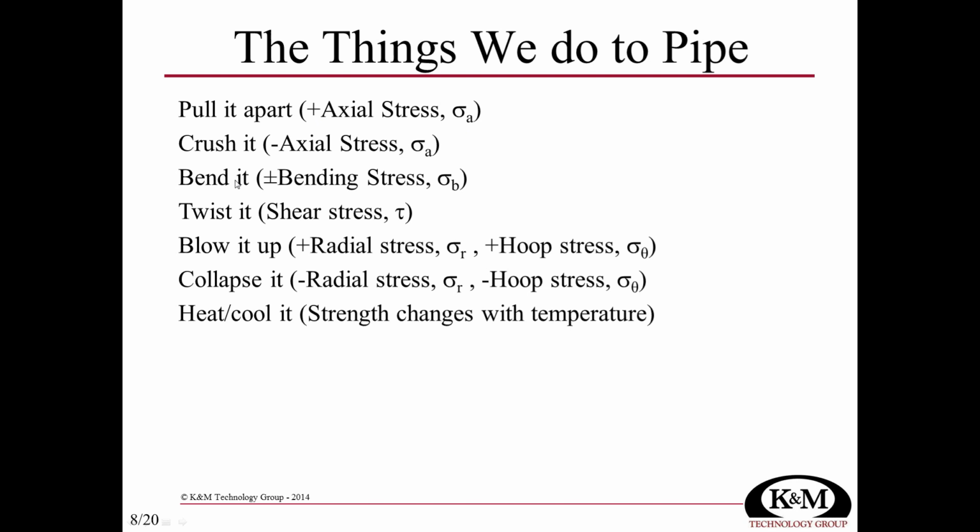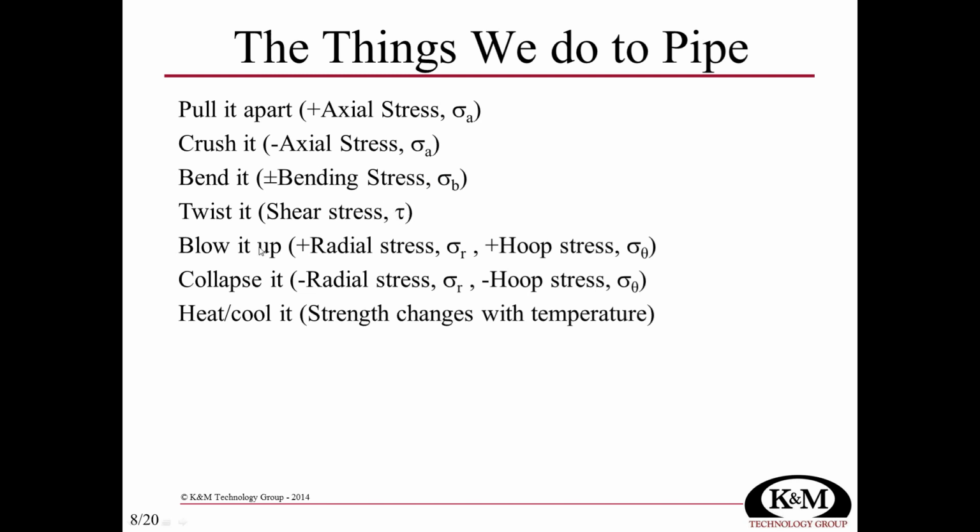We could bend it around a curve, which essentially is an axial stress, but for a couple of reasons that I'll get into later, we treat that a little bit differently. But bending stress, when we bend pipe around a curve, it creates some positive axial stress on the outside of the curve and some negative axial stress on the inside of the curve. Normally, we treat this bending stress with sigma b. We could also twist the pipe. When we put torque in the string, that creates a shear stress, and that is treated with this Greek symbol tau.